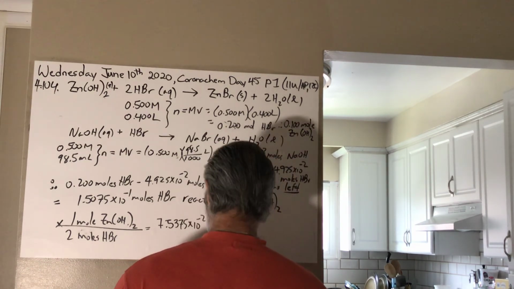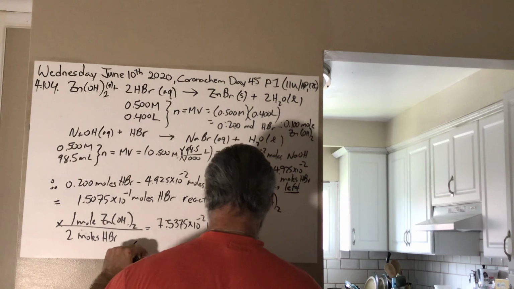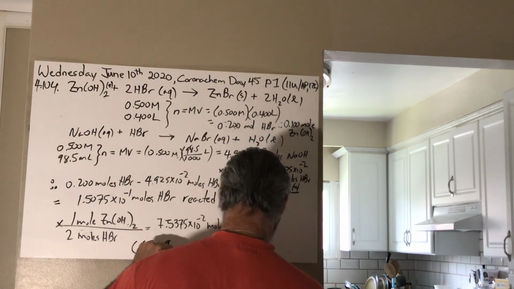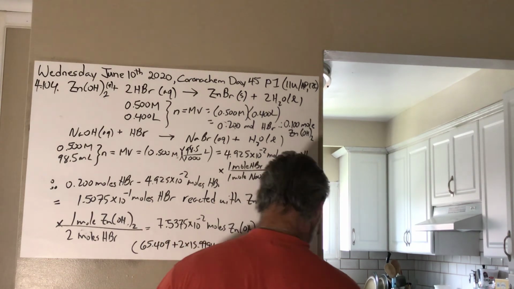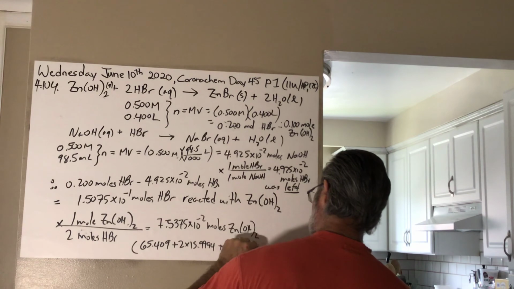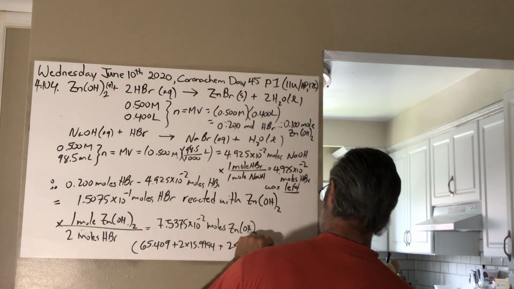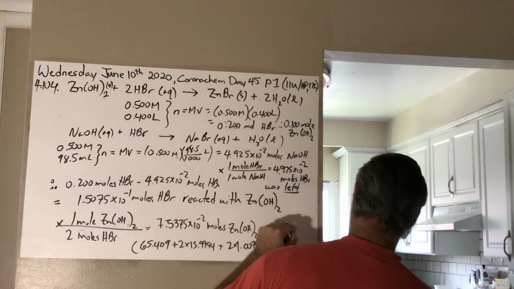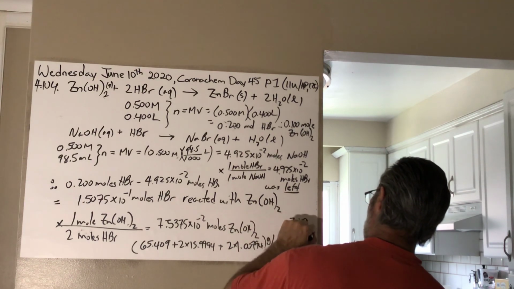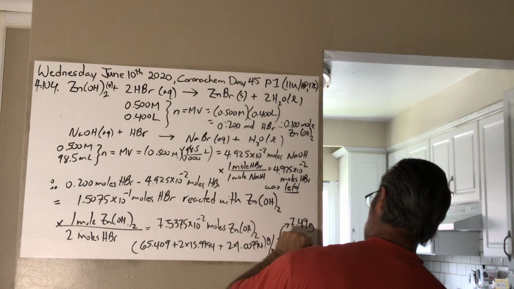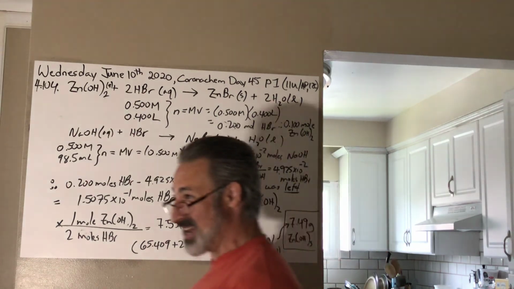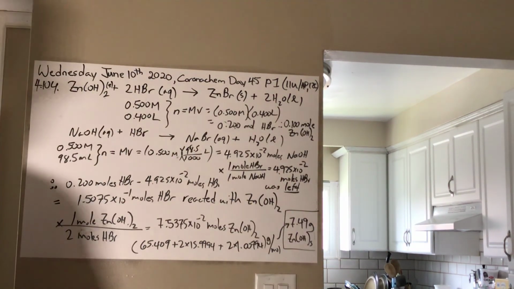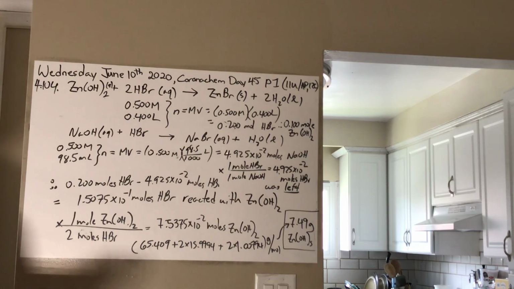And they're asking you for grams, so we're going to multiply by the molar mass of zinc hydroxide, which is made of zinc, 65.409, plus 2 times 15.394 for the oxygen, plus 2 times 1.00794 for the hydrogen, grams per mole. I'm running out of space. Final answer is 7.49 grams of zinc hydroxide was present in the original sample. Okay, that's what you call a back titration. So they overdo it, and then they back titrate to account for the actual amount that was present.